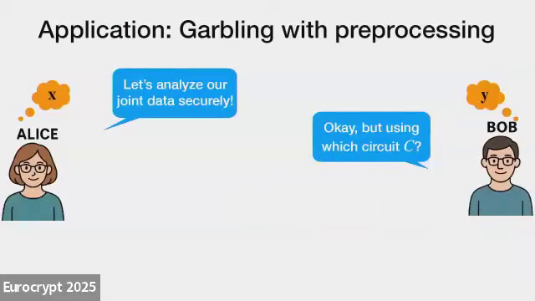All right, before going a bit into our construction, I also want to give another application of label compression that we propose in our paper. And for that, we go back to the setting of two-party computation. So let's say Alice has some secret input X, and Bob has some secret input Y, and they somehow want to analyze their data together. They just don't yet know how the circuit C is going to look.